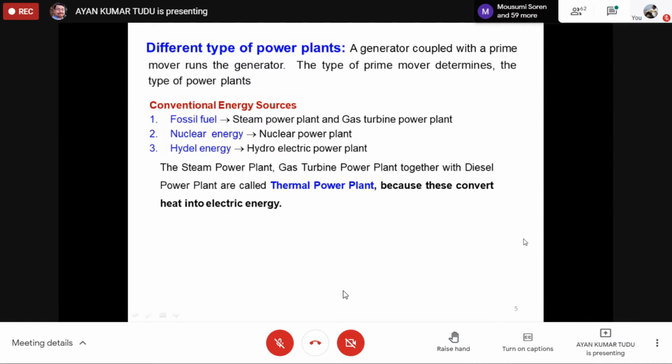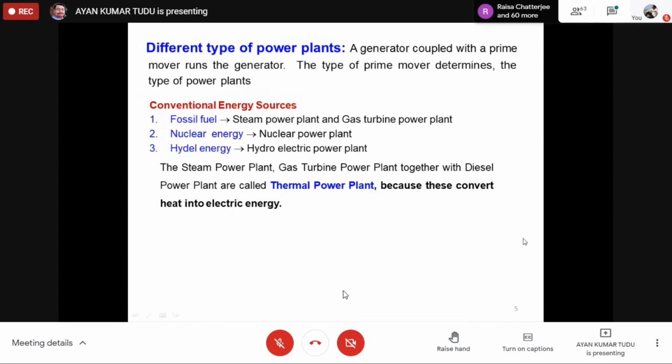Okay, so there are different types of power plants also. A generator coupled with a prime mover runs the generator, and the type of prime mover determines the type of power plant. If you are saying fossil fuel, it is basically a steam power plant and gas turbine power plant. When the energy source is nuclear energy, it is a nuclear power plant, and when the energy source is water, it is a hydroelectric power plant. Please remember, the steam power plant, gas turbine power plant, along with the diesel power plants are called thermal power plants because these convert heat into electricity.